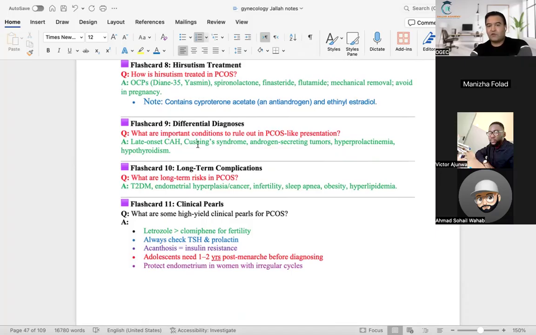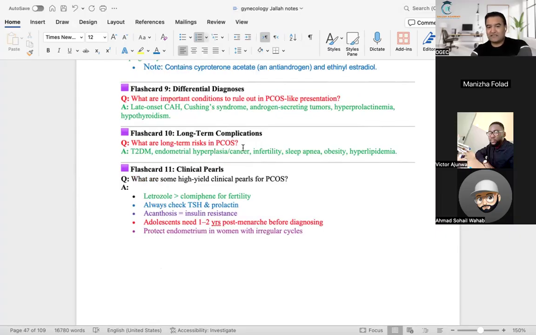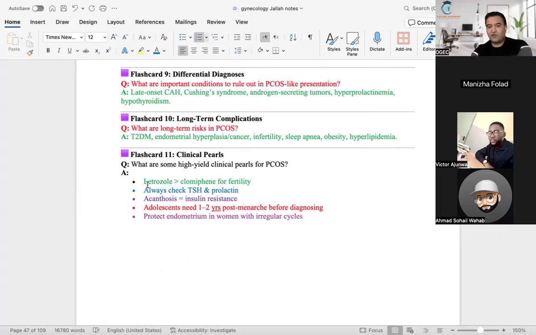What are important conditions to rule out in polycystic ovarian syndrome? Late-onset congenital adrenal hyperplasia, Cushing syndrome, androgen-secreting tumor, hyperprolactinemia, hypothyroidism. So you know what to do in the lab, right. What are the long-term risks in polycystic ovarian syndrome? Type 2 diabetes mellitus, endometrial hyperplasia and cancer, infertility, sleep apnea, obesity, hyperlipidemia. What are some high-yield clinical pairs for PCO? Letrozole is more common and preferred than clomiphene for fertility.